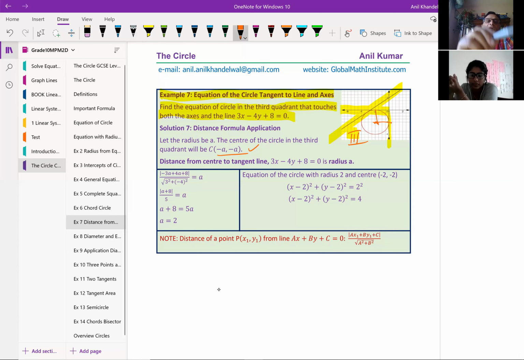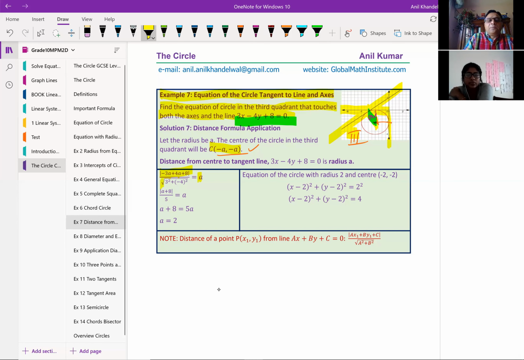First thing. Now, we learn what is the distance formula from a line to the center. We know the center is minus A, minus A, and we know the equation of the line, which is tangent, is 3x minus 4y plus 8 equals to 0. So if I know what is the distance from here to here, I know the radius. You get the idea? So that is my radius, which is A in this case. So I'm equating A, the radius, to my distance formula. Equation of the line replaced with A, minus A, minus A. You got the idea? Yeah.